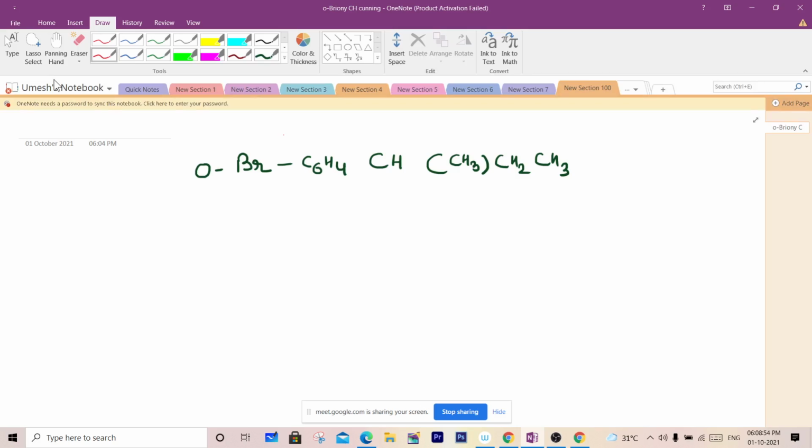So one bromo, two, one bromo, two in bracket, one methyl propyl benzene, sir. Okay. What we do is we first of all draw the structure here. This is the bromo here, and this is the CH. This is the branching here. Then we have a CH2. Then we have CH3. Okay. Yes, sir. Now this is the structure that we have drawn.